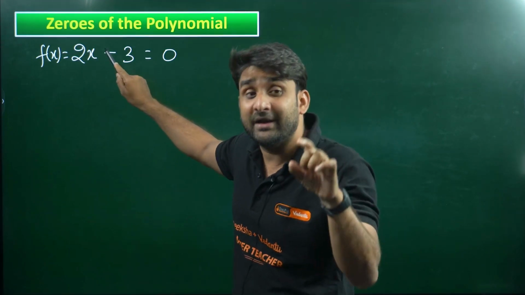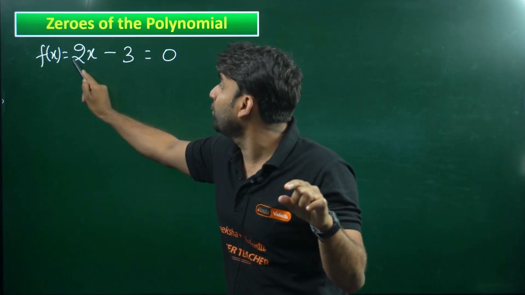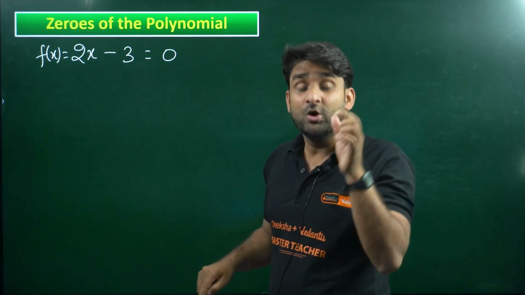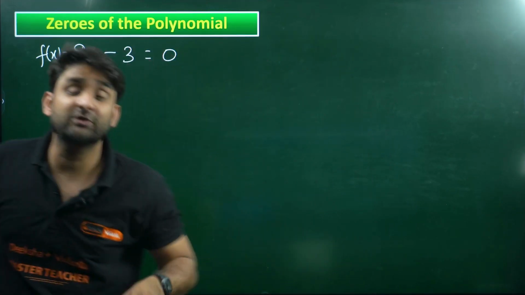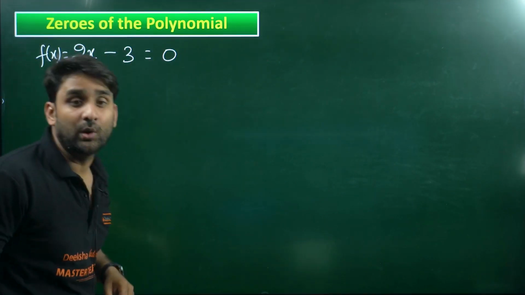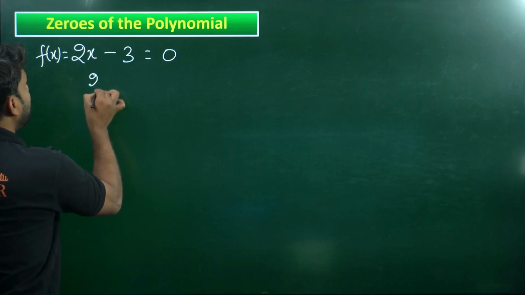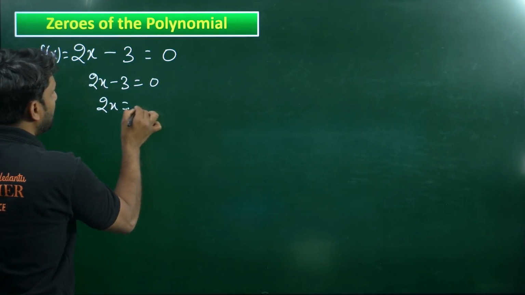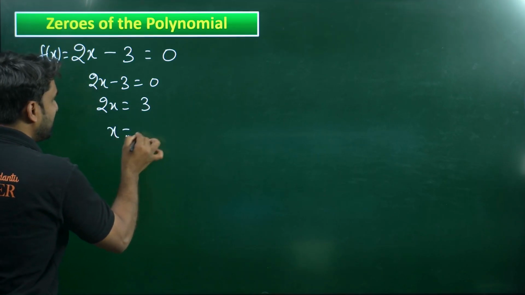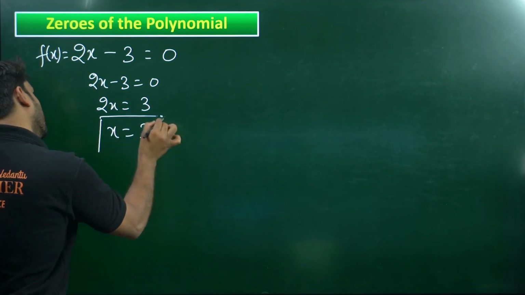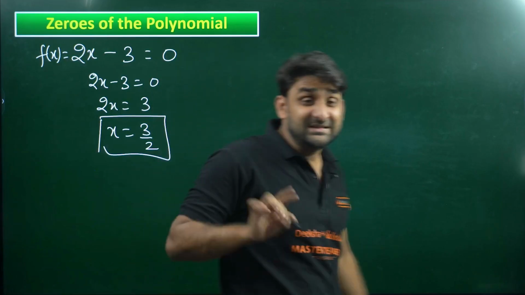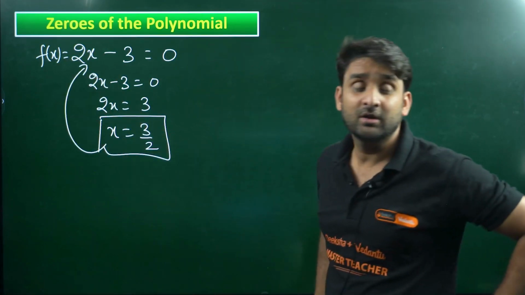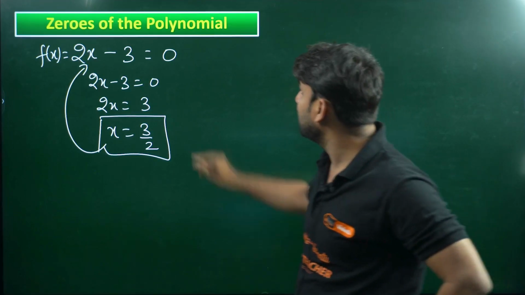What should we put at the place of x so that this whole equation is equal to 0? What should be the value of x to make this whole equation equal to 0? If we write 2x minus 3 is equal to 0, so 2x will become equal to 3, so x will become equal to 3 by 2. This is that value. If you put this value in this equation, the whole equation will become 0. We can verify it.